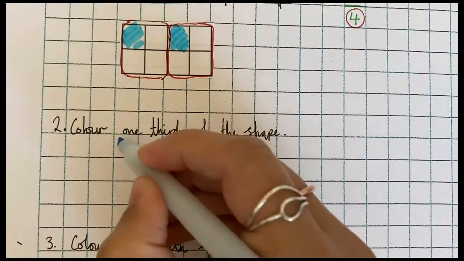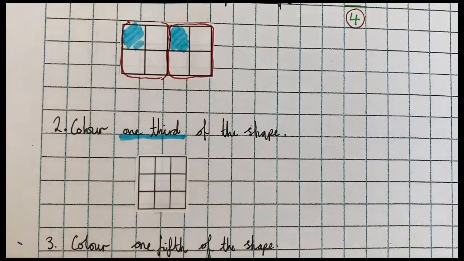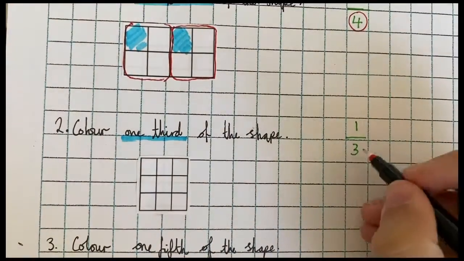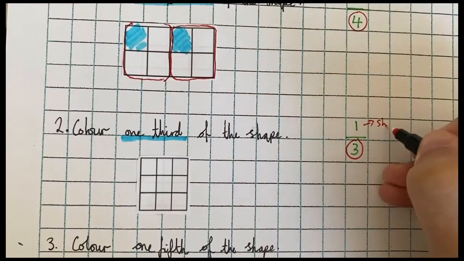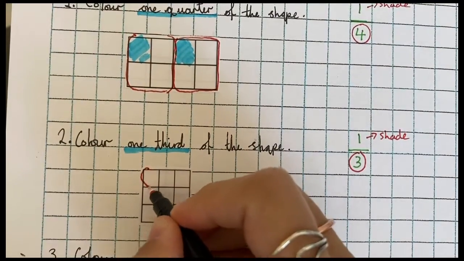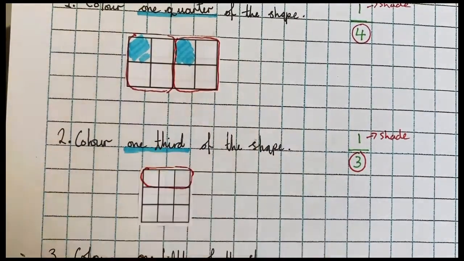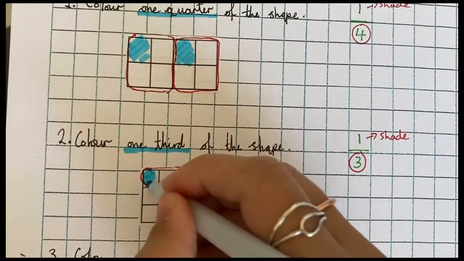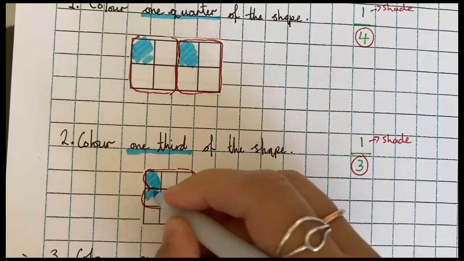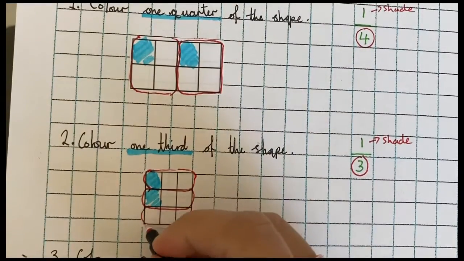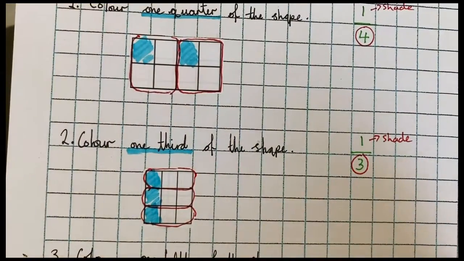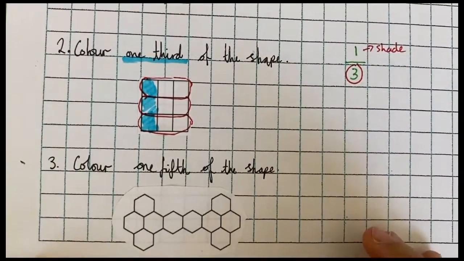Colour 1/3 of the shape. So 1/3 is 1 out of 3 equal parts. So I'm going to put a ring around every 3. And out of every 3, I'm going to shade in 1. So in total, I will have 3 shaded in. So 1/3 will be 3 of those.